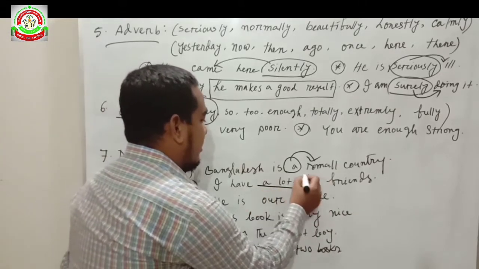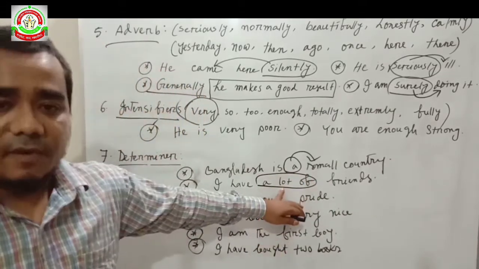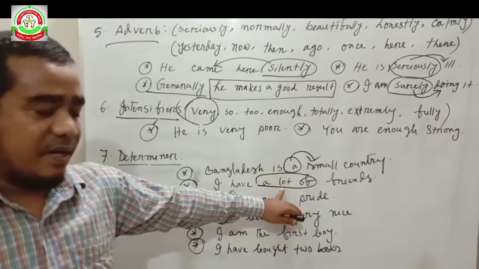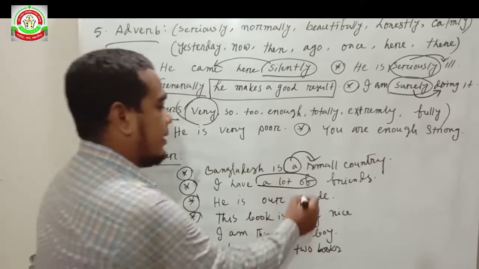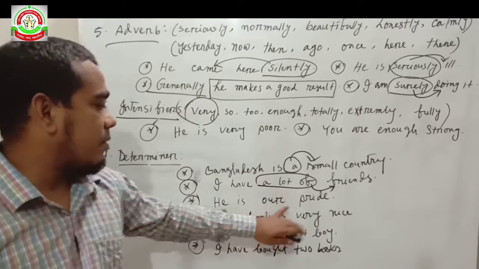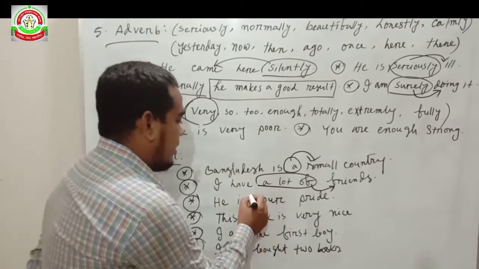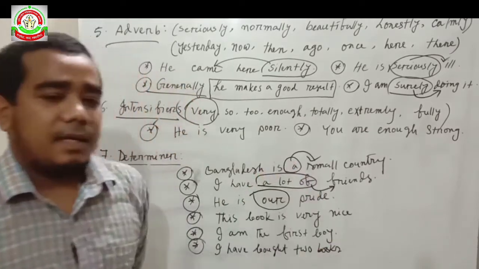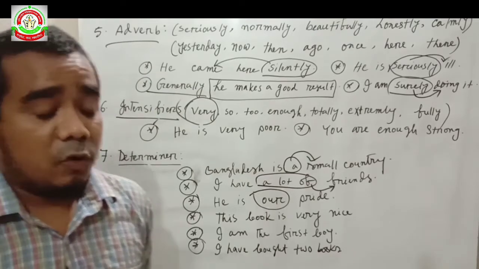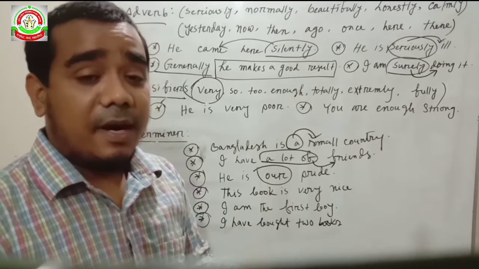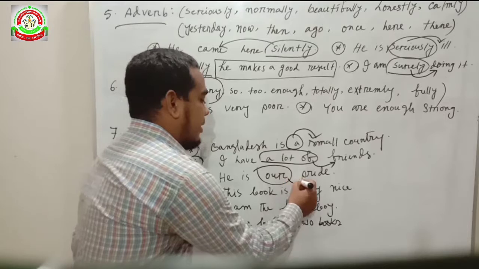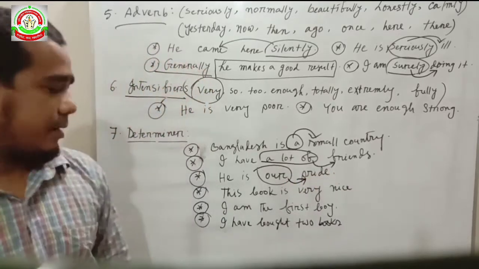Here "a lot of" is a quantifier, and this is a determiner quantifier, and this pre-modifies the next noun, friends. He is our pride. Here, our is a determiner and this is possessive. We know that we have some possessives: our, his, her, their. Okay, our pre-modifies the next noun, pride.